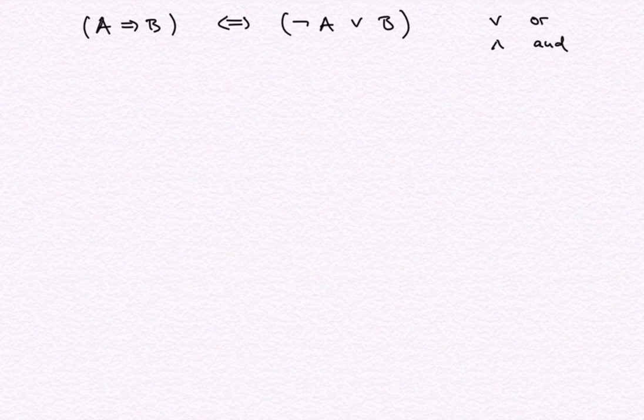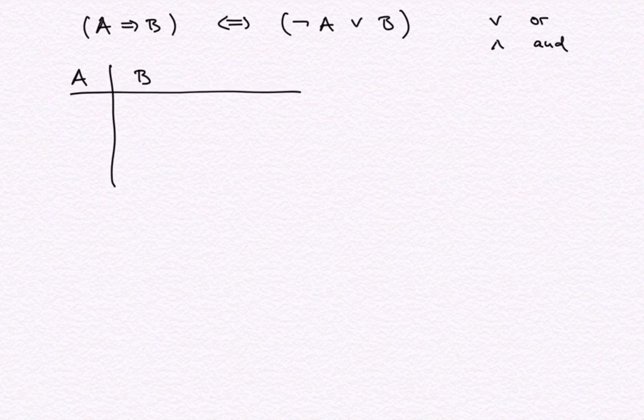So A implies B is equivalent to not A or B, and we show this by truth tables. So this is really the bedrock of mathematics. So if we have a statement A and a statement B, then there are, of course, four different cases I can entertain. So both statements are true. Statement 1 is true, statement 2 is false. Statement 1 is false, statement 2 is true, or both statements are false. There are no other possibilities.